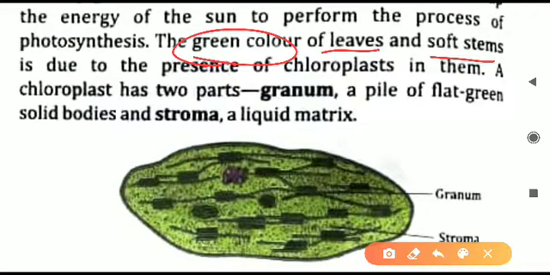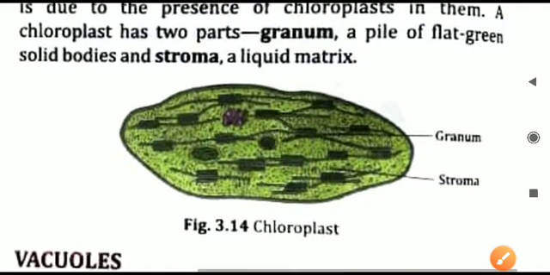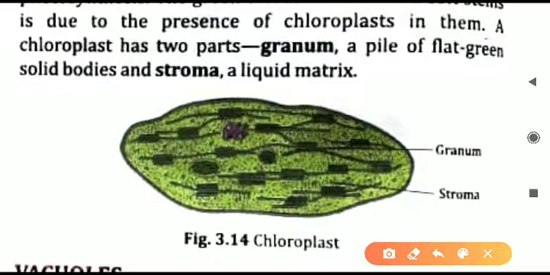Whatever part of the plant is green in color, it means it has chloroplast, and we can say chlorophyll is there. And wherever chlorophyll is there, photosynthesis will take place. So let us see what is inside the chloroplast. A chloroplast has two different parts. The first part is called the granum, and the second part is called the stroma. Again I repeat, first part is granum, second is the stroma.